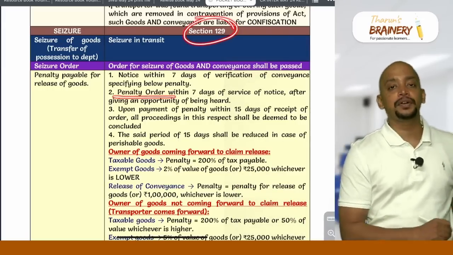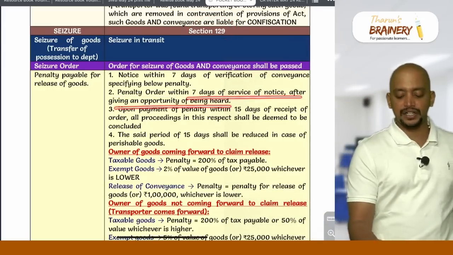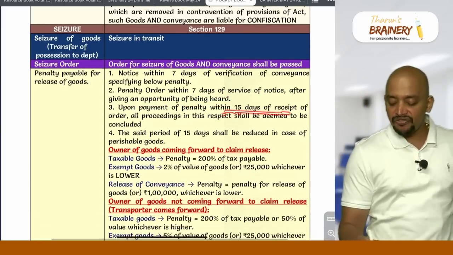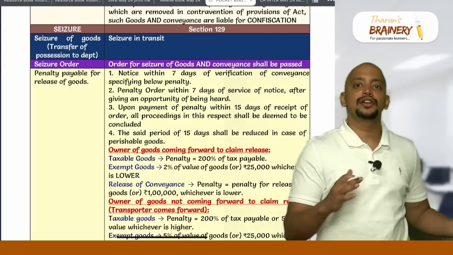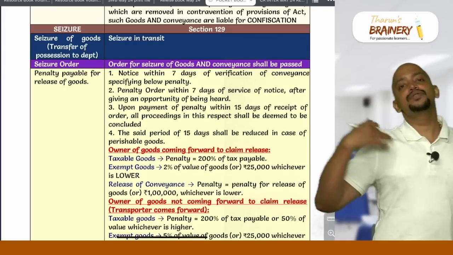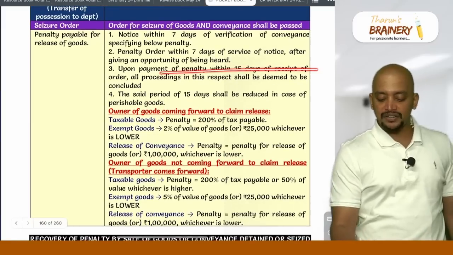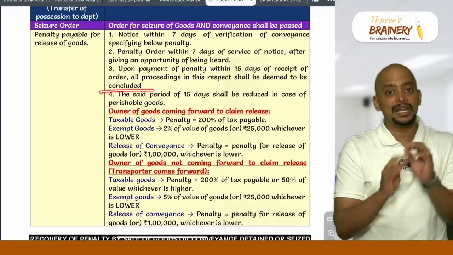Penalty order under 129 to pay the penalty within 7 days of service of notice after giving opportunity of being heard. Once a penalty order is passed, within 15 days of receipt of the penalty order, we need to pay the penalty for release of goods. Otherwise, the goods will be disposed of by the department. Upon payment of penalty within 15 days of receipt of order, all the proceedings in this respect shall be deemed to be concluded.